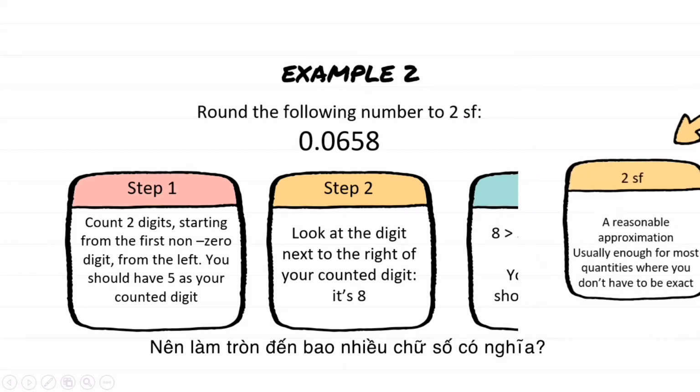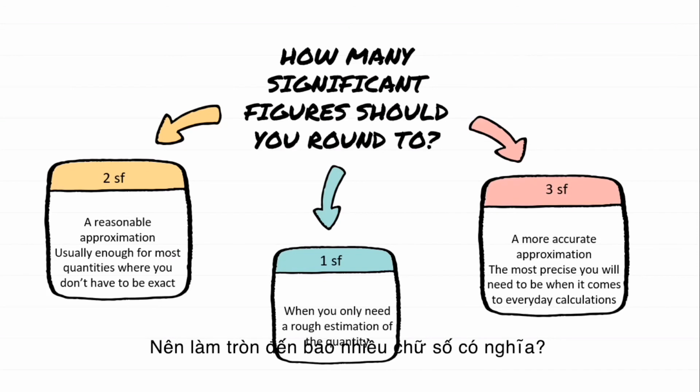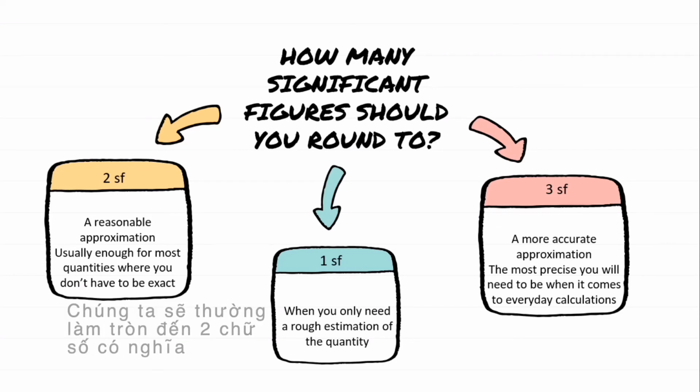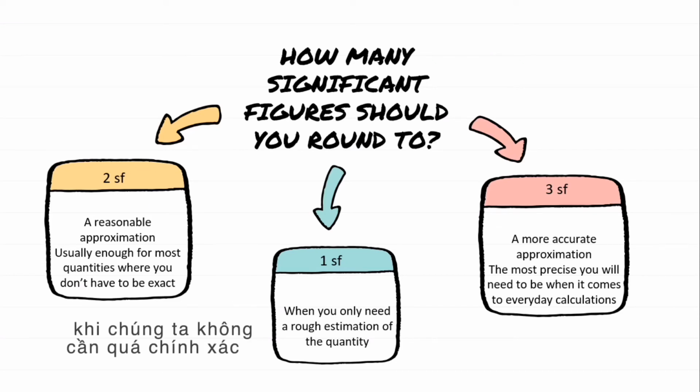Now, how many significant figures should you round to would be suitable? For rough estimations, rounding to 1 significant figure would be acceptable. Rounding to 2 significant figures would give you a more reasonable approximation. This is usually enough for most quantities where you don't have to be exact. Rounding to 3 significant figures would allow for a more accurate approximation. This is usually the most precise you will need to be when it comes to everyday calculation.